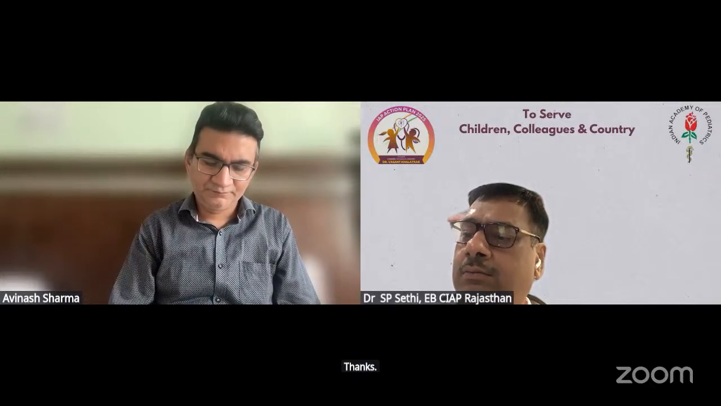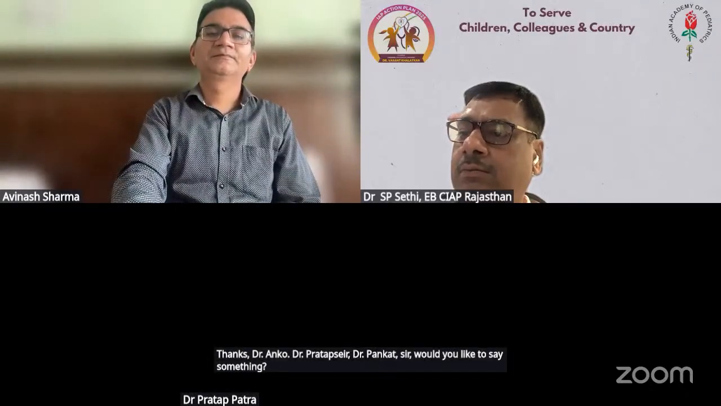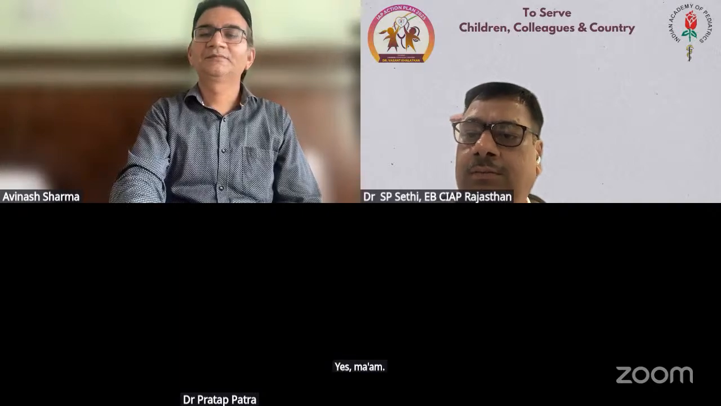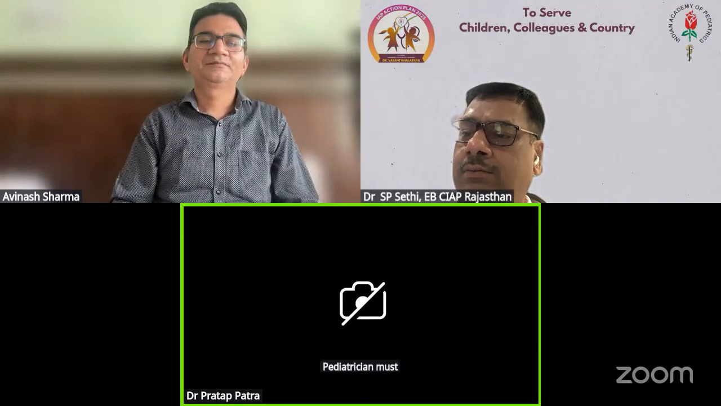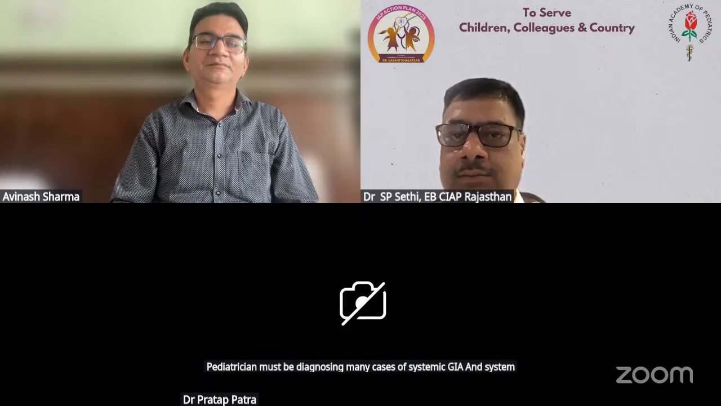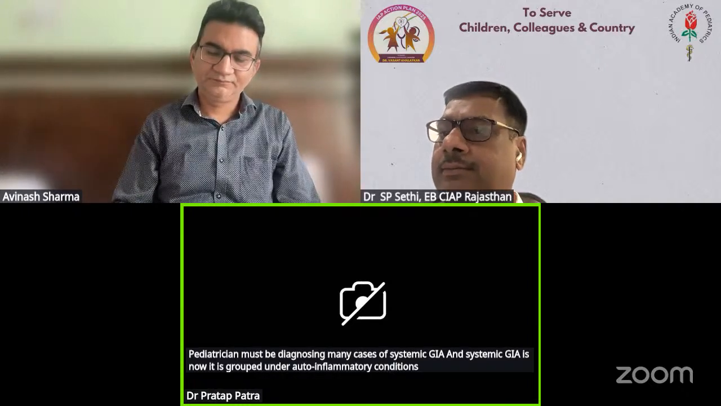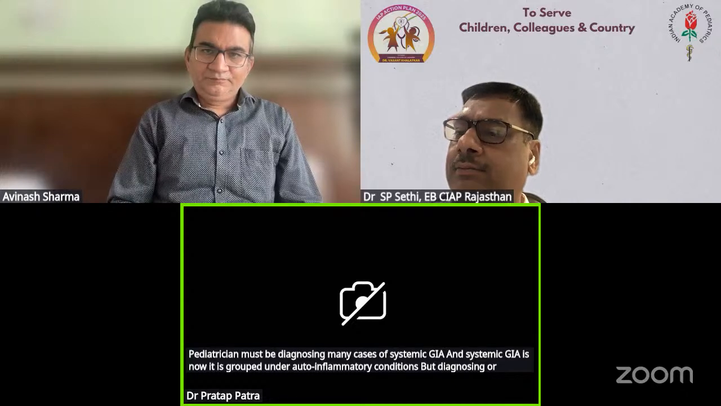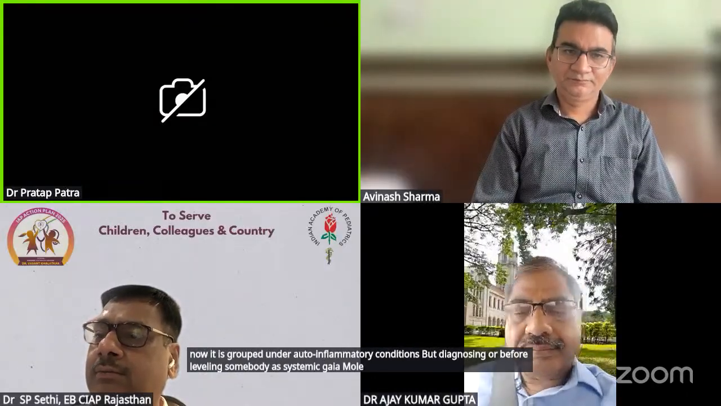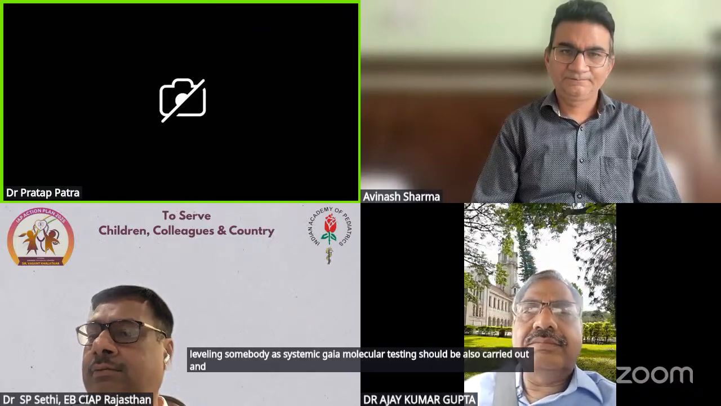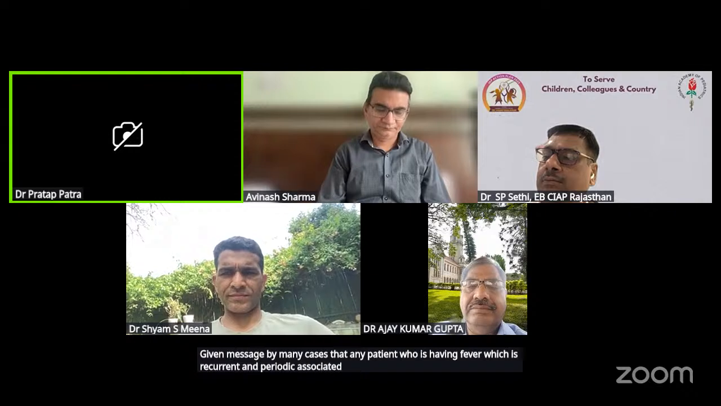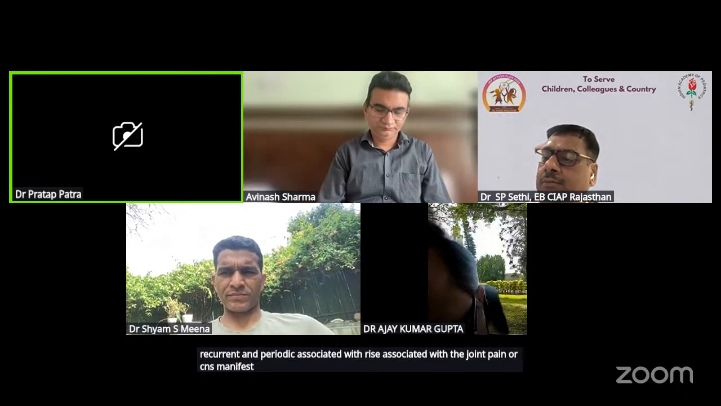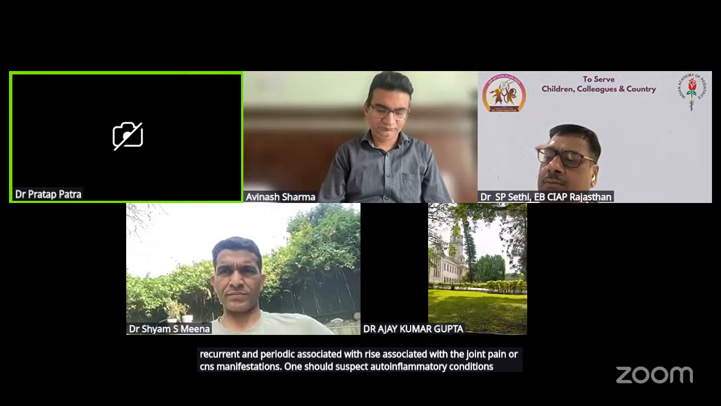Thanks, Dr. Ankur. Dr. Pratap sir, Dr. Pankaj sir, would you like to say something? Yes, ma'am, that was an excellent presentation by Avinash Sharma sir. And just to add one thing, pediatricians must be diagnosing many cases of systemic JIA. Systemic JIA is now grouped under autoinflammatory conditions. Before labeling somebody as systemic JIA, molecular testing should also be carried out. Dr. Avinash sir has rightly given the message that any patient who has fever which is recurrent and periodic, associated with rash, joint pain or CNS manifestations, one should suspect autoinflammatory conditions. Though these conditions are rare, they are not uncommon.